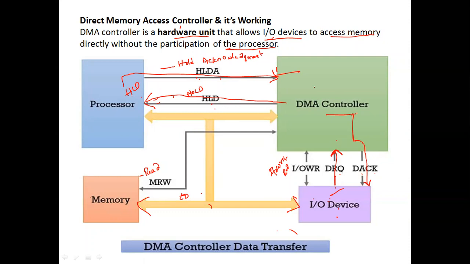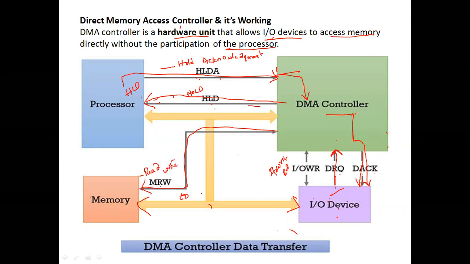After receiving this hold acknowledgement, the DMA controller acknowledges the IO device through DACK that the data transfer can be performed. Here it is going to acknowledge to this IO device that now you can transfer the data. Now the DMA controller is going to take charge of the system bus and transfer the data to or from the main memory. By making use of this line, it transfers the data to or from the memory, so memory read or memory write operations can be done.